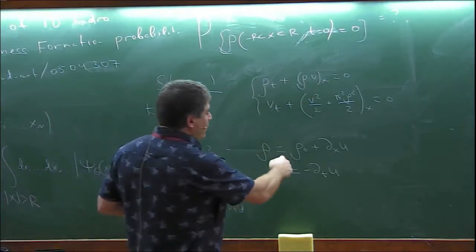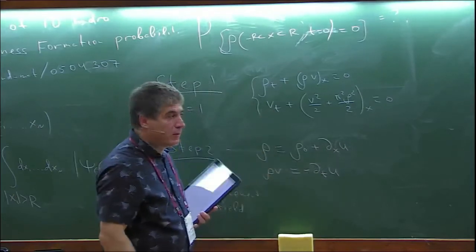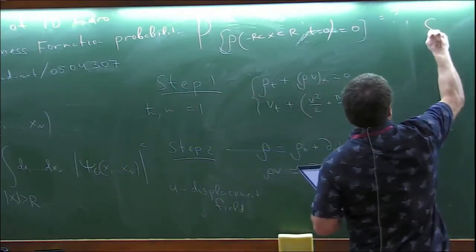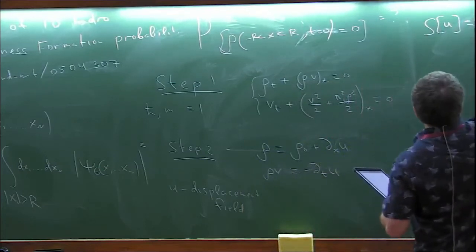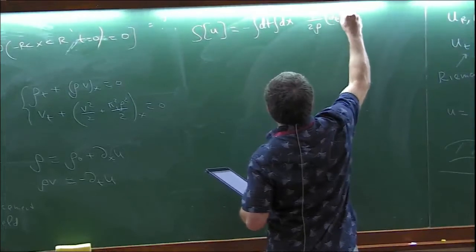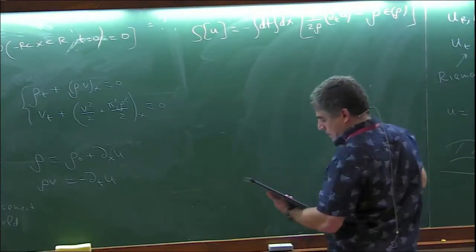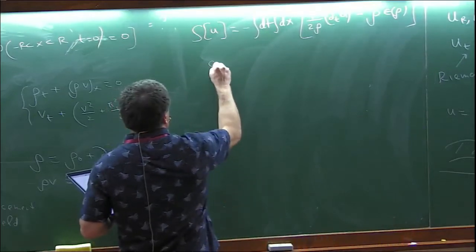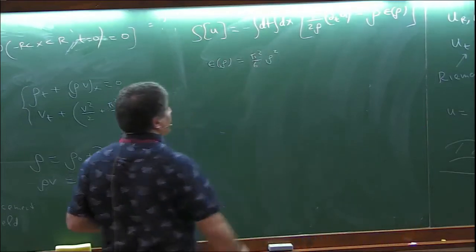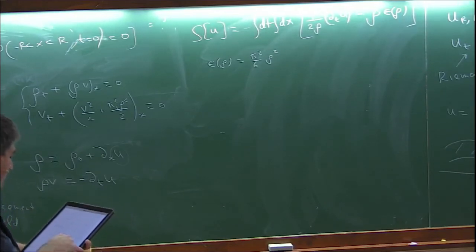So the only thing I have to do is write the action in terms of u, so that if you apply the variational principle to this action, you produce the second equation. The action s of u is given by minus the integral dt dx of 1 over 2 rho dt u squared minus rho epsilon of rho, where epsilon of rho here is pi squared over 6 rho squared. Let me show you, let me just vary this action and show you that this equation is produced. Just a simple exercise. Actually, let me leave it as an exercise.